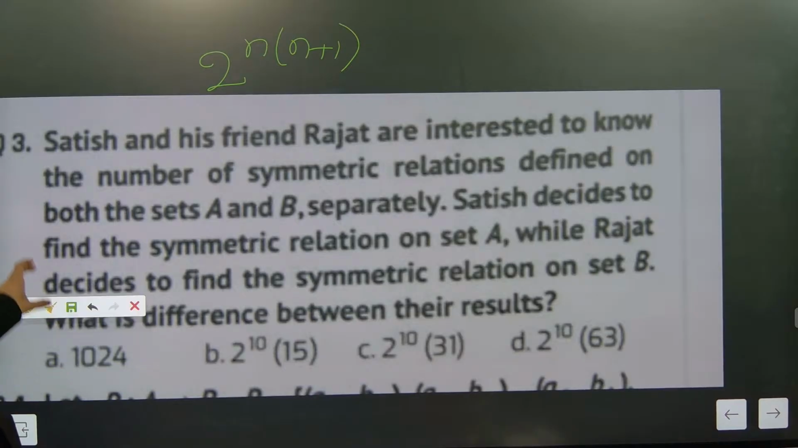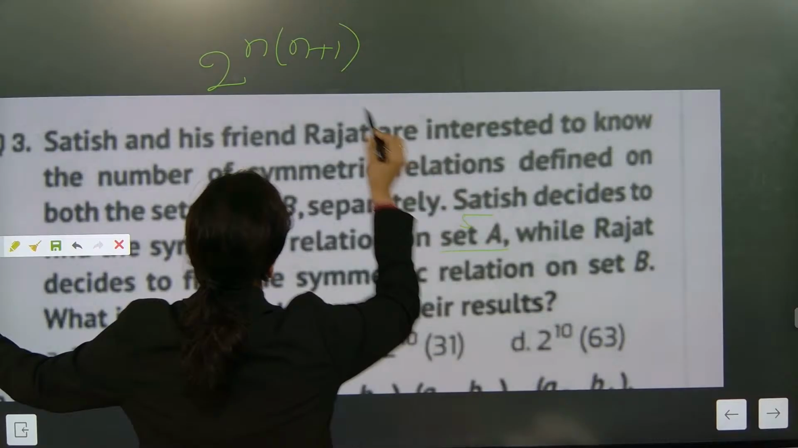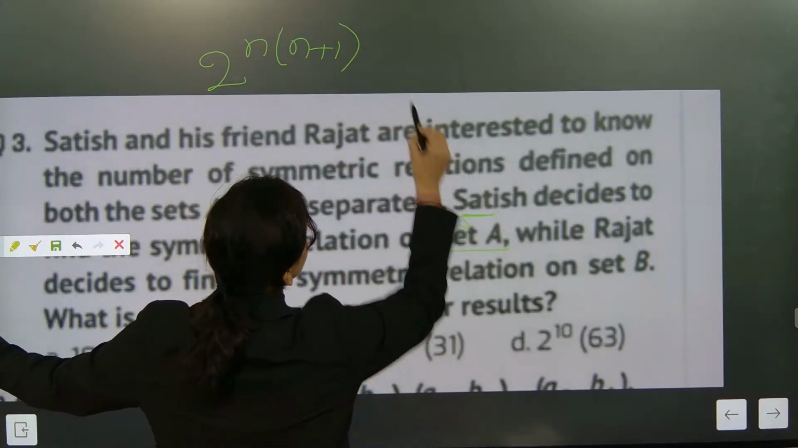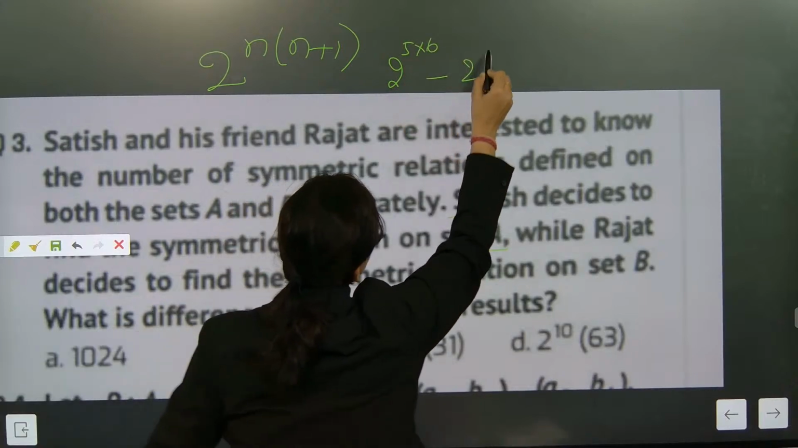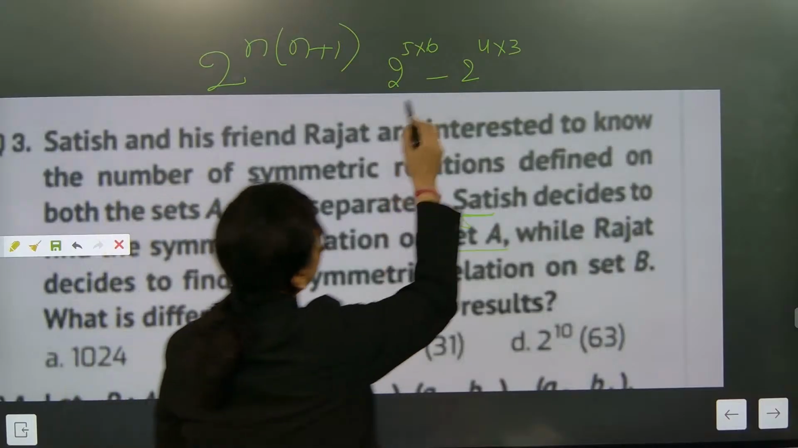So what is the difference? If set A is having how many elements? 5. So for Satish, it is coming as 2 to the power 5 into 6, and for Rajat 2 to the power 4 into 3. Understood? So how much is it coming?